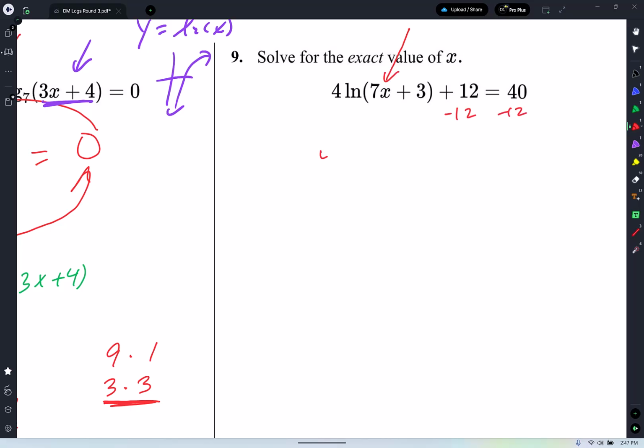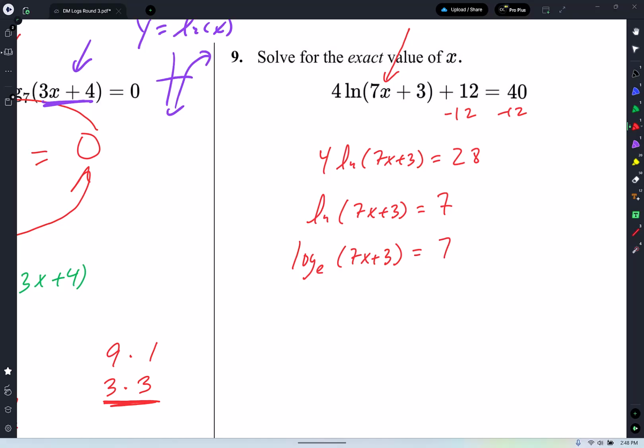First move, I'm solving for x. So what's my first move? Subtract 12. So 4 ln of 7x plus 3 equals 28. Are we still okay? What's the next move? I got to get rid of that 4. That's 4 times ln. Divide by 4. ln of 7x plus 3 equals, what's 28 divided by 4? 7. Now, eventually, once you do a whole bunch of these, you're going to start skipping a step. I like to just say E and E, but we're not there yet. You're probably 20 questions away from being able to do it comfortably. Turn this into log: log base e of 7x plus 3 equals 7.